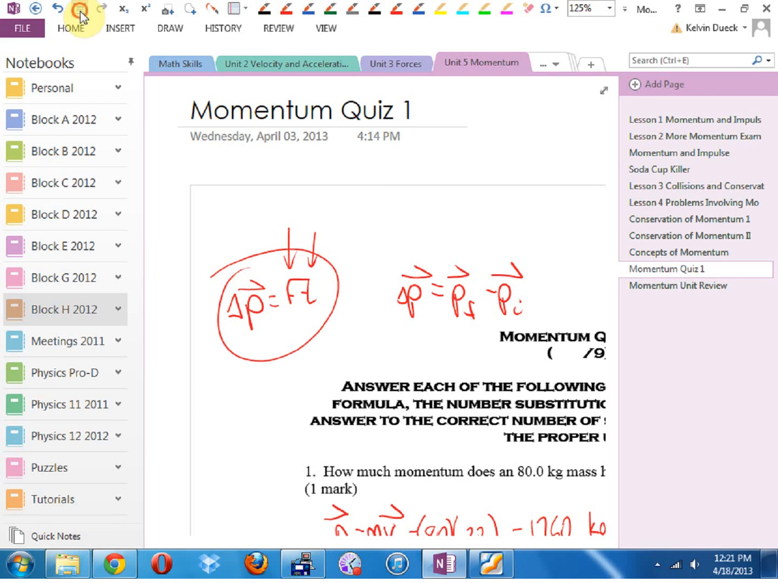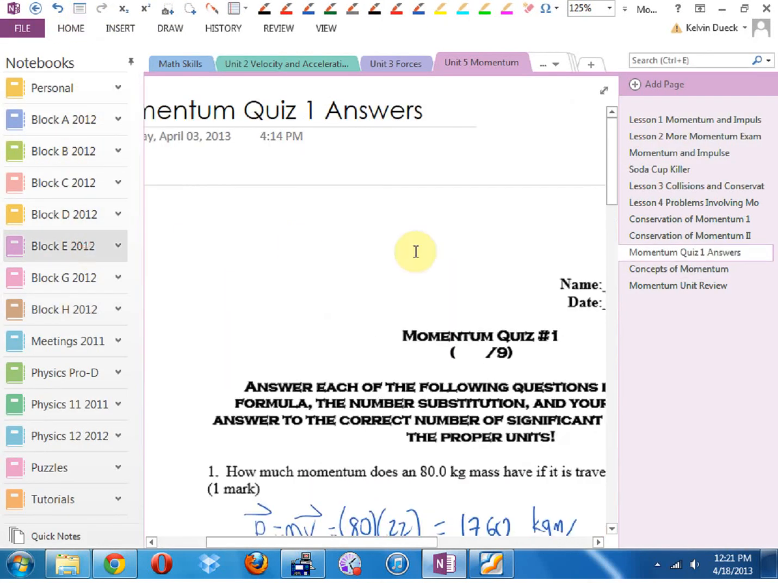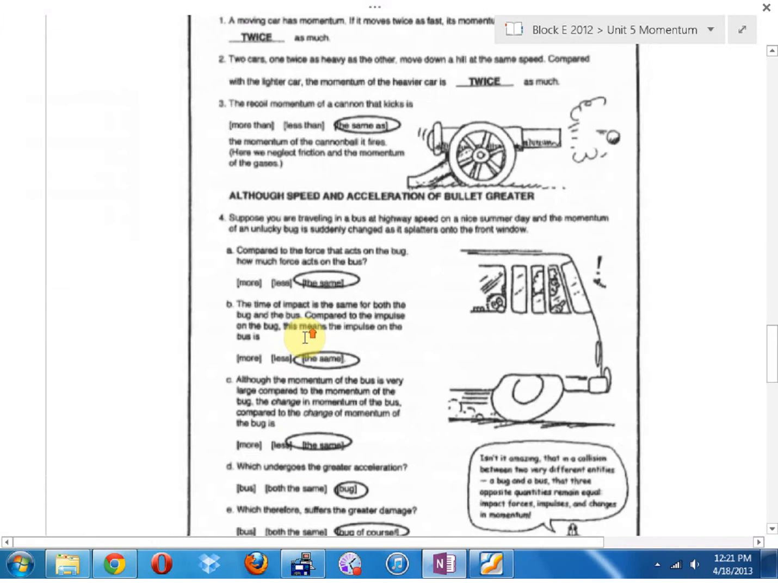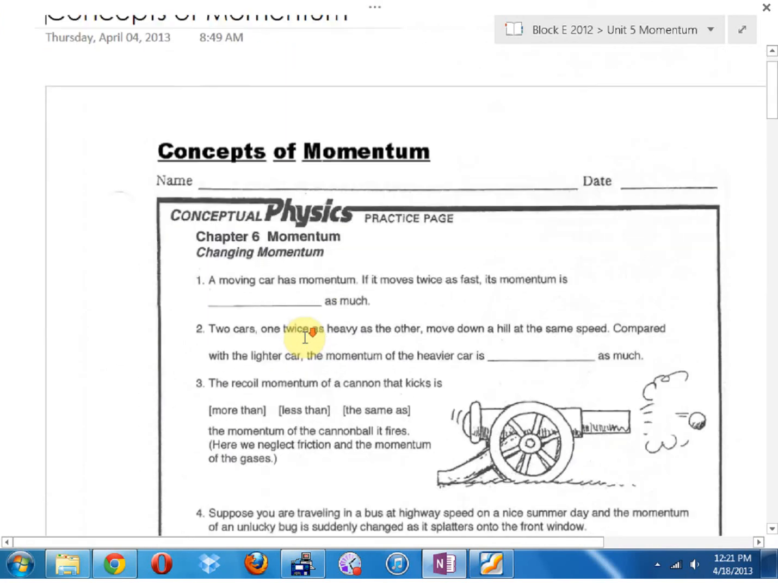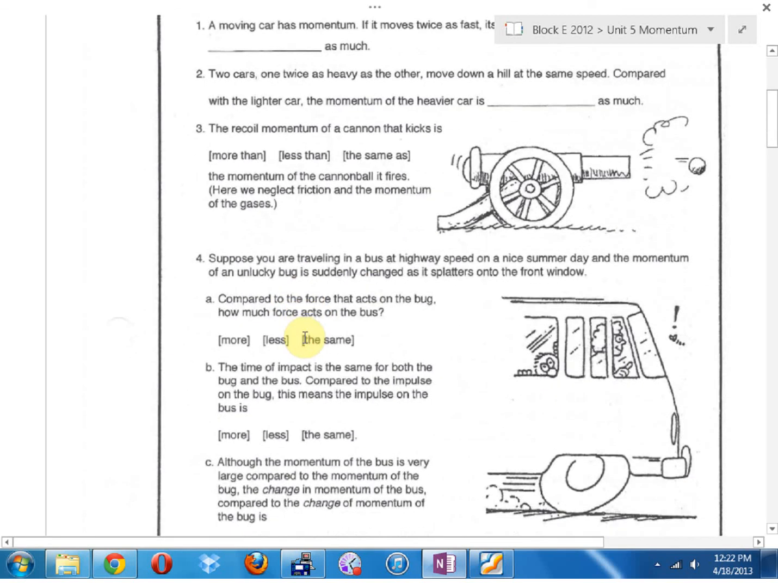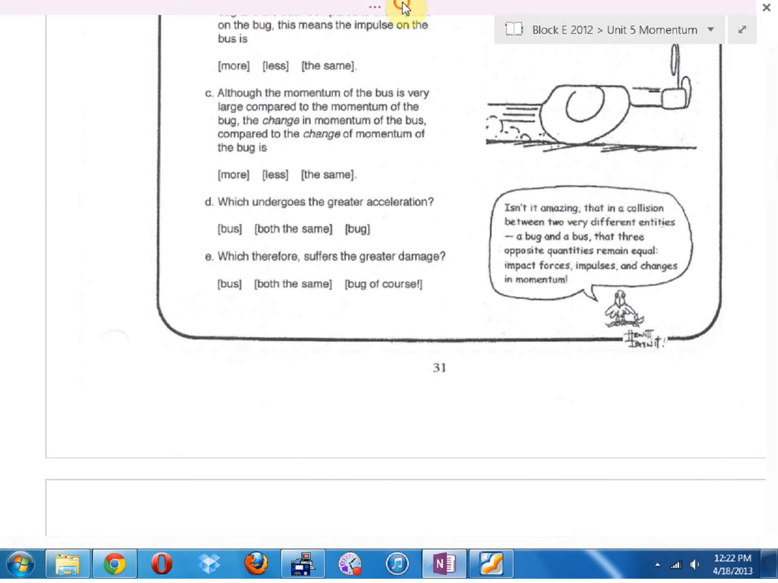You have 2 reviews. The first one was a conceptual review, and it looked like this one here. The answers are attached. This one, very little math, mostly just trying to wrap your brain around this idea of conservation of momentum and of impulse and change in momentum. So that one you can complete. My students' last block finished it in about 10 or 15 minutes. It didn't take that long.